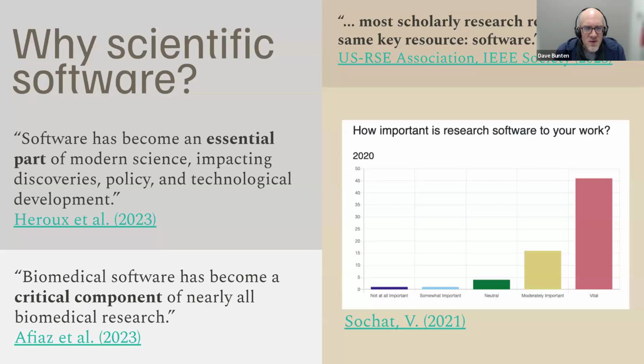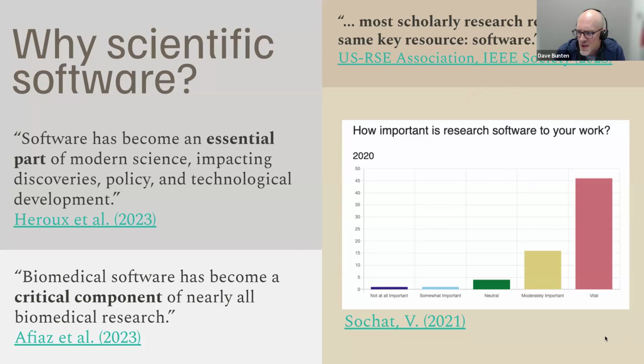So thinking about those problems, I think it's important to think about why scientific software at all, and understand how software has become an essential part of modern science, impacting discoveries, policy, and technological development. It's from that same report that I cited on the other slide. In the biomedical arena, biomedical software has become a critical component of nearly all biomedical research. So pretty much biomedical research isn't happening without software at this point, as per this citation. And then another resource cites that most scholarly research relies on the same key resource, software. This comes from the US RSE Association and the IEEE Society.